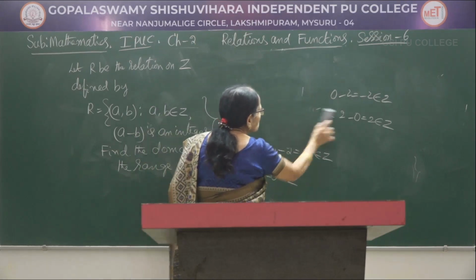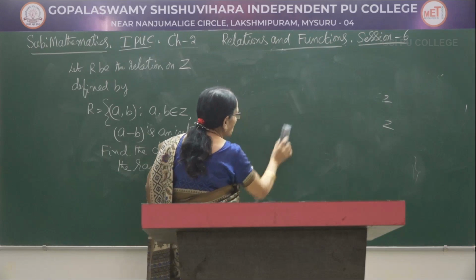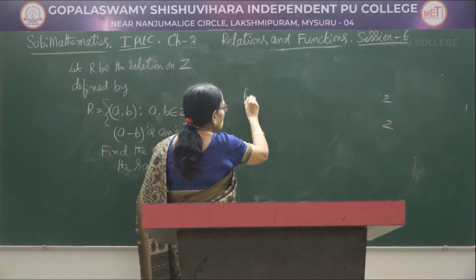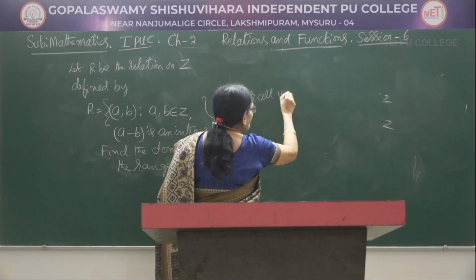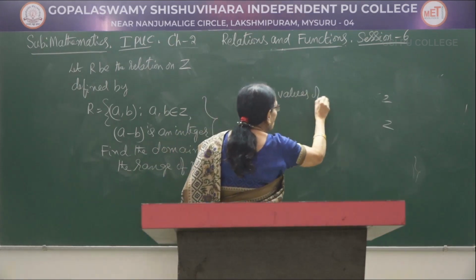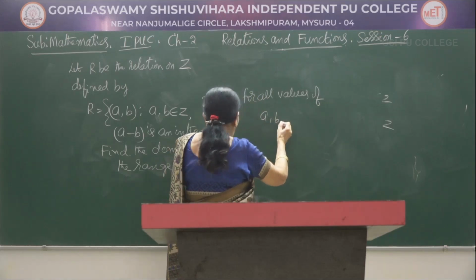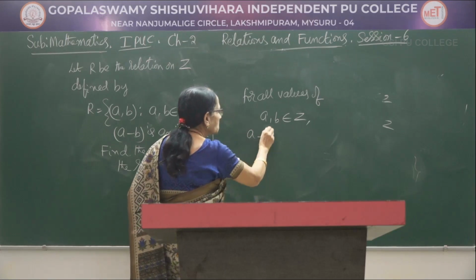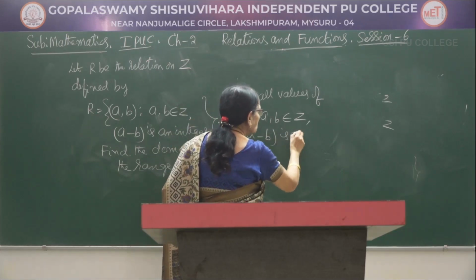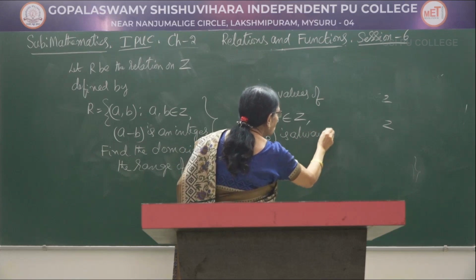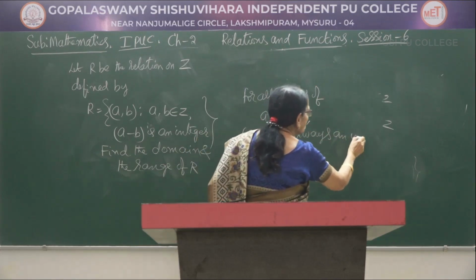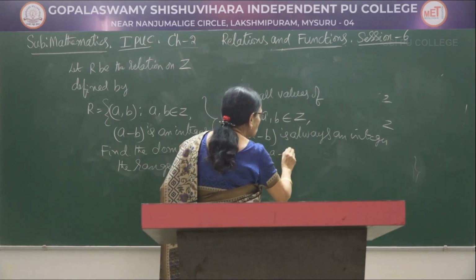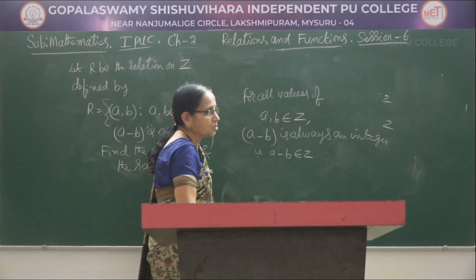You need not give this explanation. I just gave it, sorry, to make you understand. So, you have to write here: for all the values of A and B belonging to Z, A minus B is always an integer. That is, A minus B belongs to Z.